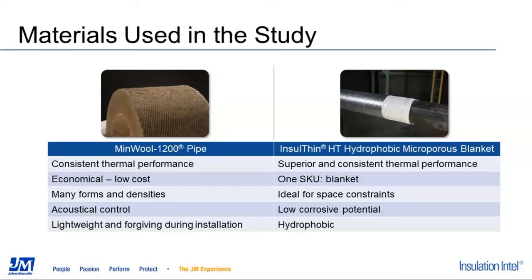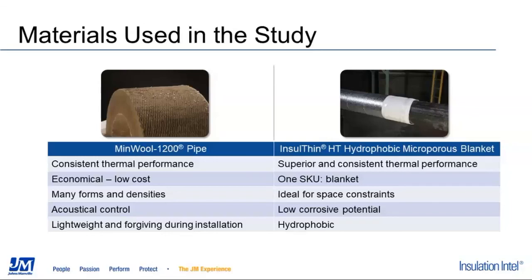It comes in blanket form, so you could have just one SKU on site. Because of the great thermal performance, you could get away with less thickness, so you can use it in more constrained spaces. It has a very low corrosive potential, and it is also hydrophobic. So these are some of the advantages. One of the disadvantages is that it's more expensive than mineral wool.